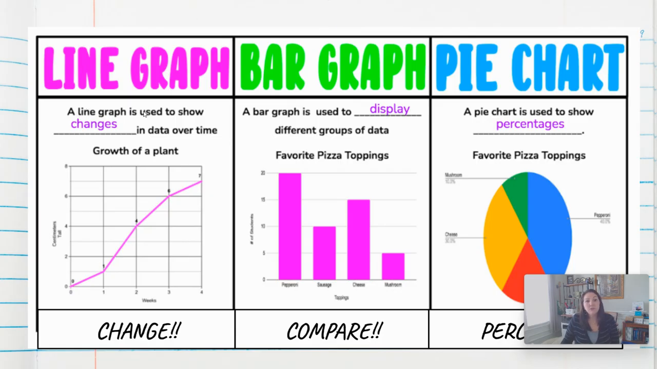A line graph is used to show a change in data over time. And so whenever you have a line graph, time is always your independent variable. As the time changes, what happens to whatever I'm studying? And so here you'll see time is in weeks, and they're studying the growth, in centimeters, of a plant. And so when you want to show change, use a line graph.